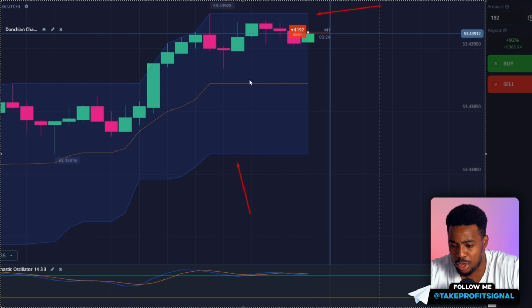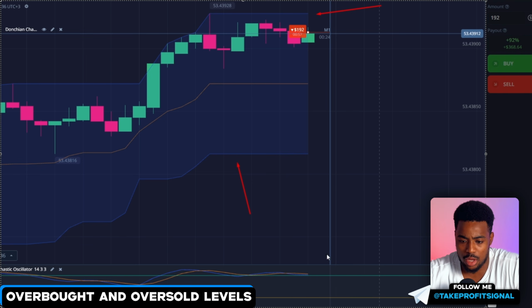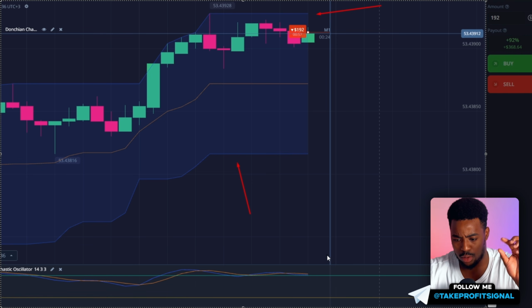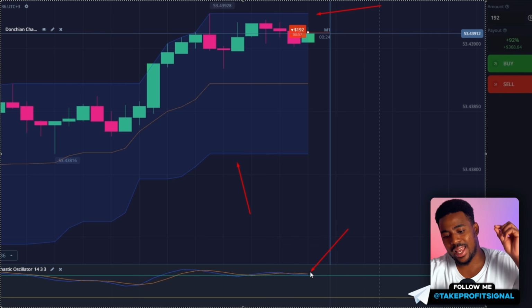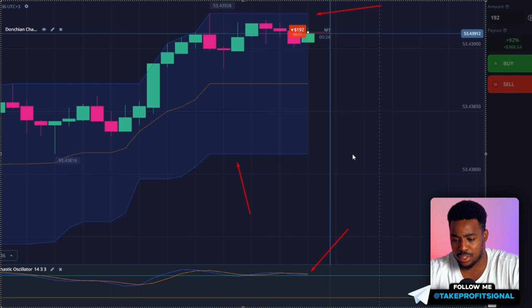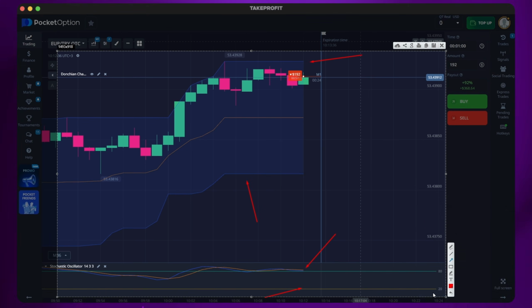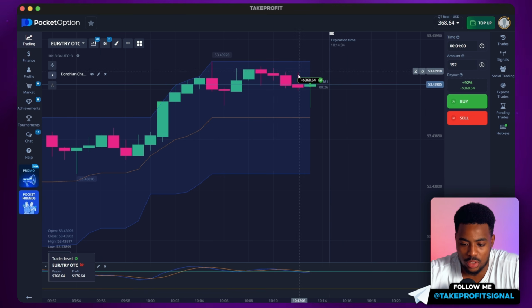The second indicator we use is the Stochastic Oscillator. This indicator shows overbought and oversold levels. Thus, if the price enters the overbought level at the top, it is a good signal for a price decrease. If the price enters the oversold level, it is a good signal for opening a buy trade. So, the trade closed in profit.